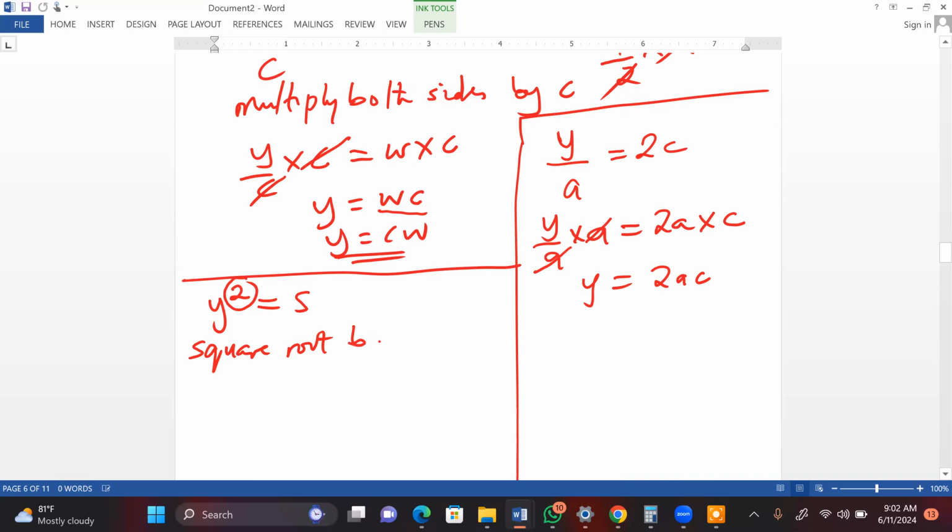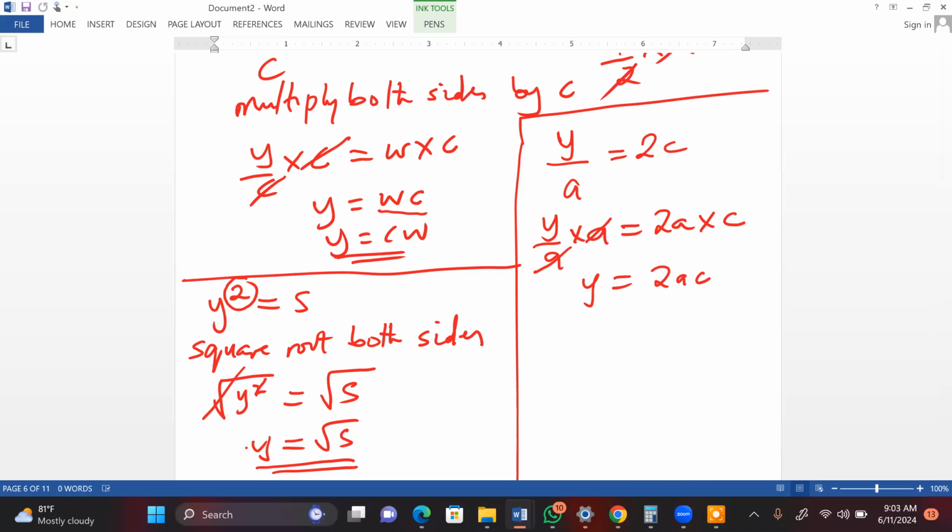Square root both sides. So that's going to be square root of y squared equals square root of s. So this square, we cancel the square root. Then y will be equal to square root of s. This will become the answer. Is it clear? Okay. Yes, it is.